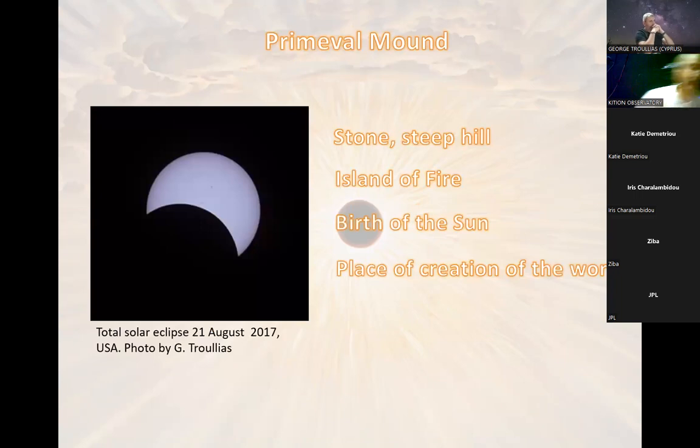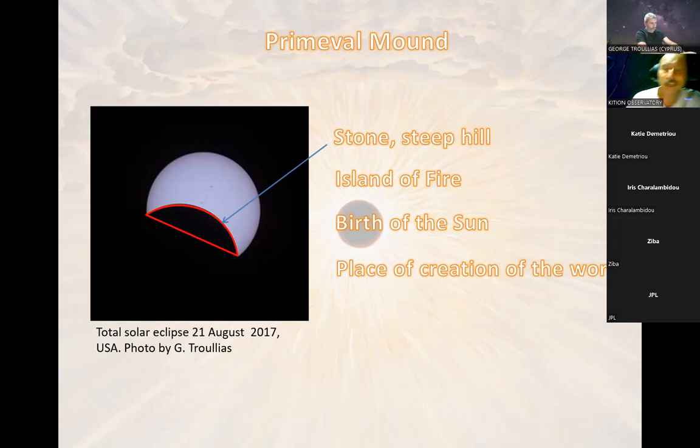Okay, now we are coming to the main point of our talk. So what is the primeval mound? It is a stone, a steep hill. Here it is. This is our steep hill. So out of the steep hill, the border of the lunar disk, the sun appears. When the sun appears, we have the Bennu bird or ibis or whatever, the sun god Ra himself in Egypt, for example, or in any other culture, something golden.